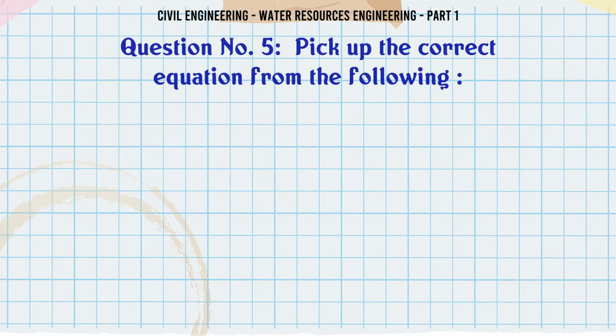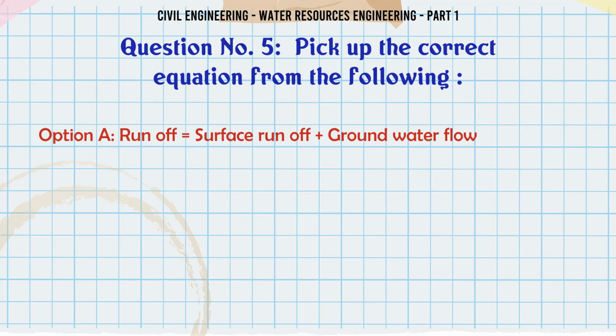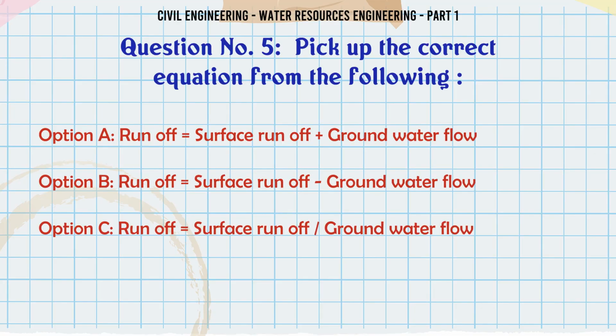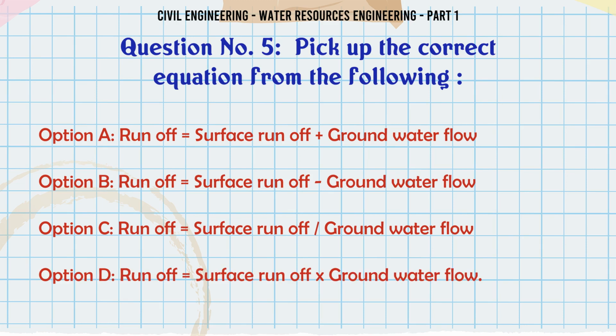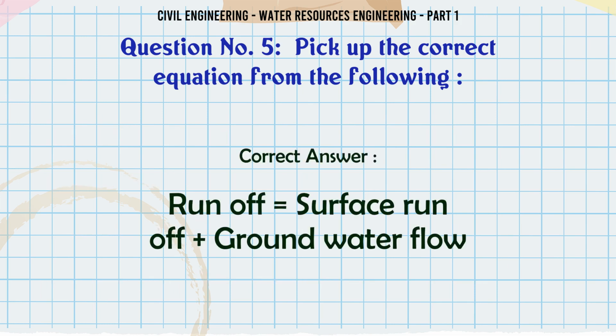Pick up the correct equation from the following. A. runoff is equal to surface runoff plus groundwater flow. B. runoff is equal to surface runoff, groundwater flow. C. runoff is equal to surface runoff groundwater flow. D. runoff is equal to surface runoff x groundwater flow. The correct answer is runoff is equal to surface runoff plus groundwater flow.